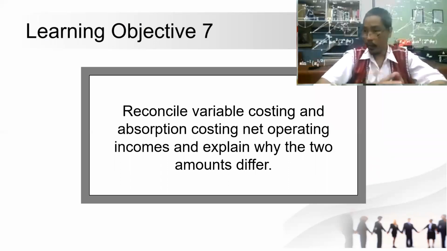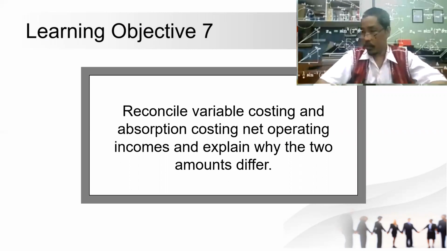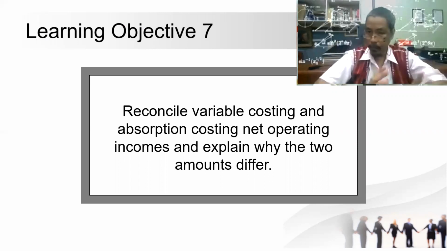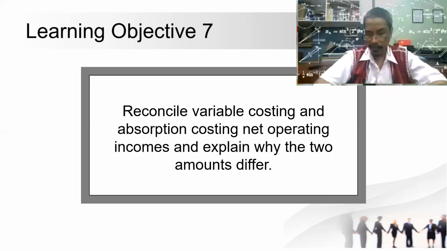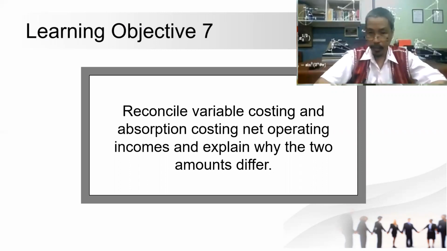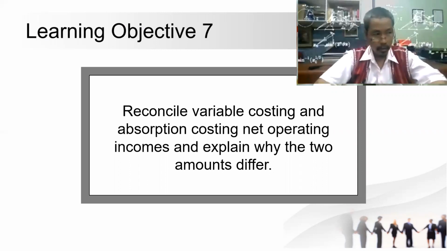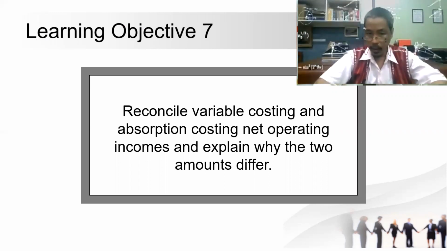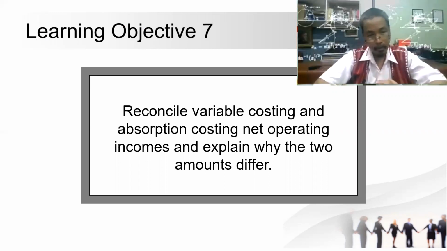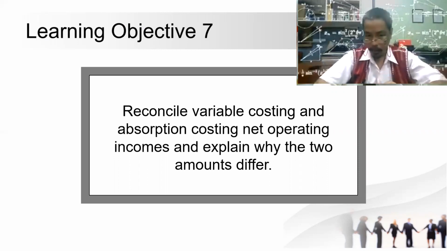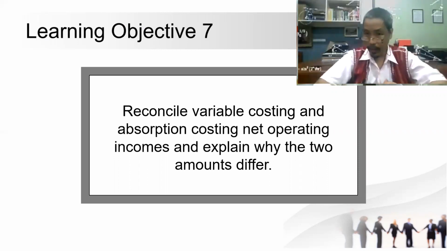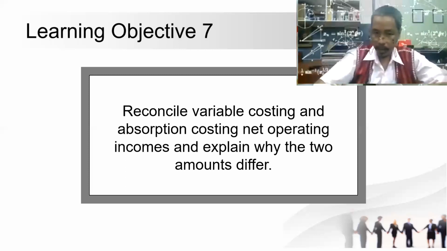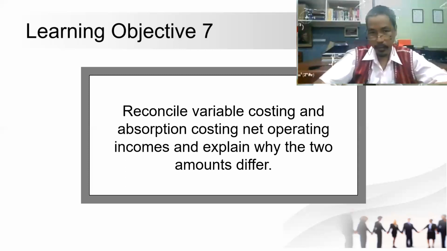So, in our example, we were able to get the income using the absorption method. The income is equal to $120,000. While when we use the variable method, the income is only $90,000. Okay, so there are two different amounts.